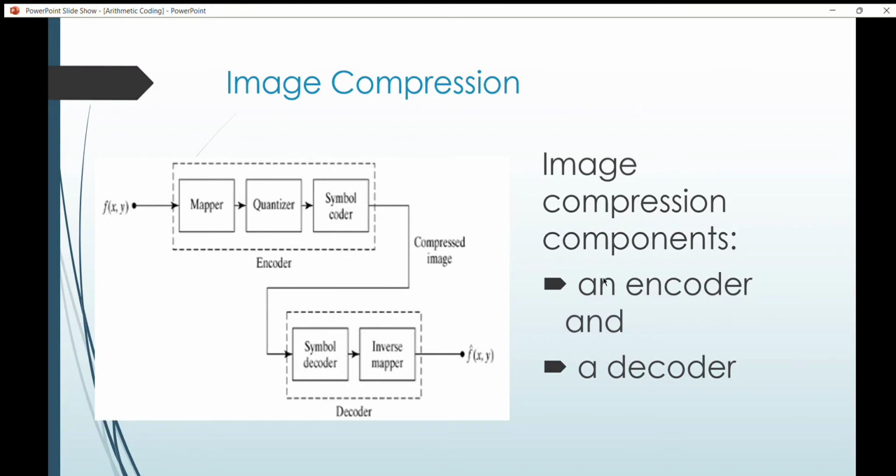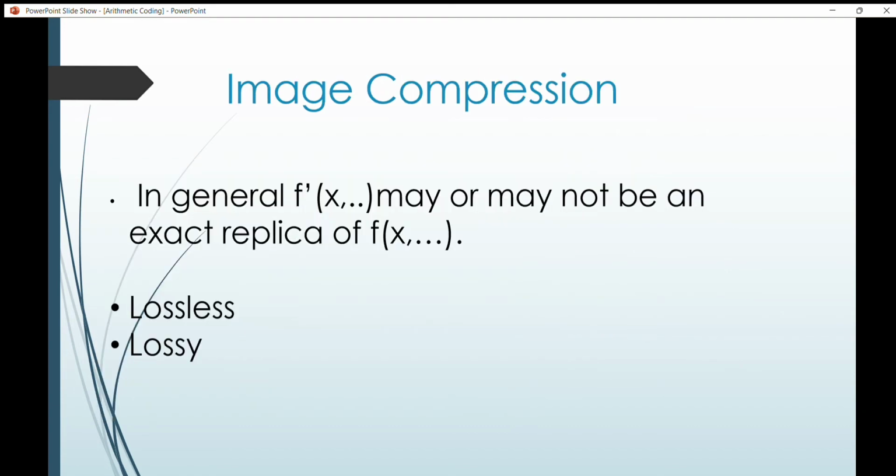Image compression consists of two components, an encoder and a decoder. Encoder performs compression and decoder performs decompression. Here, f of x, y is given to encoder and f cap of x, y comes out from decoder. In general, f cap of x, y may or may not be an exact replica of f of x, y. If it is, then it is error-free or lossless compression, and if it is not, then it is lossy compression.